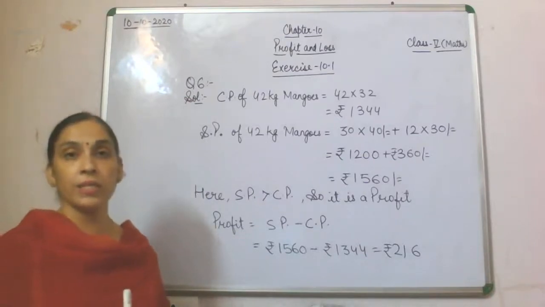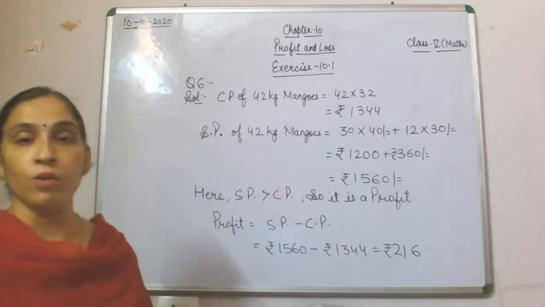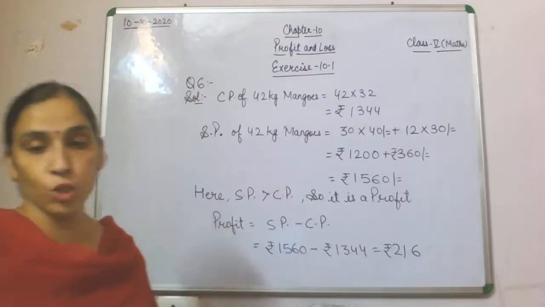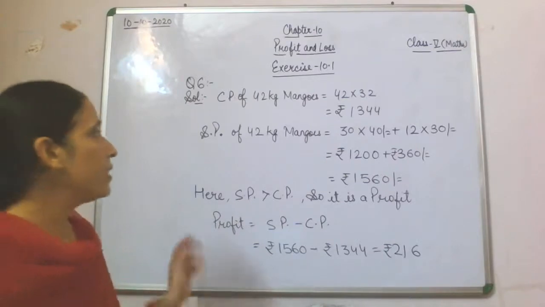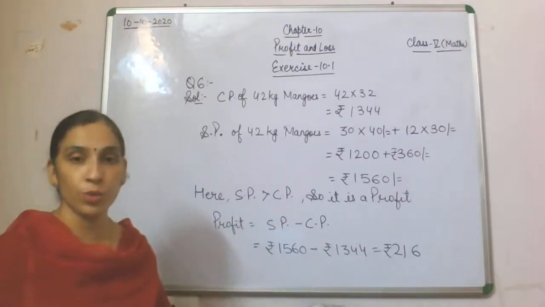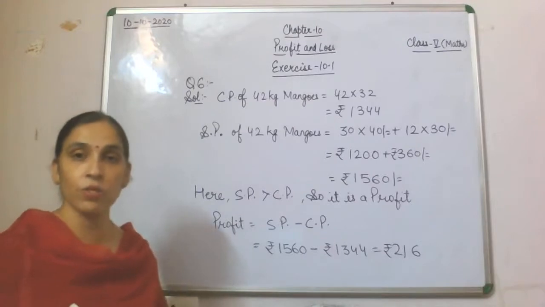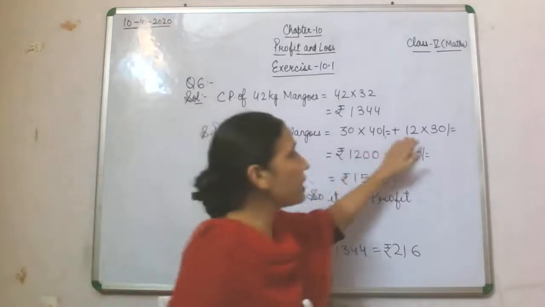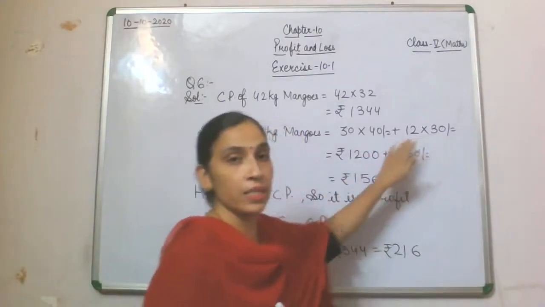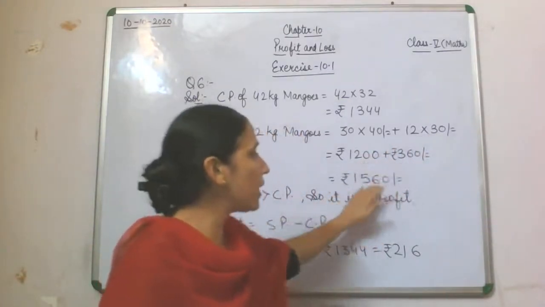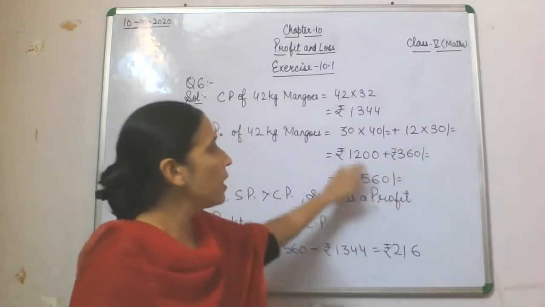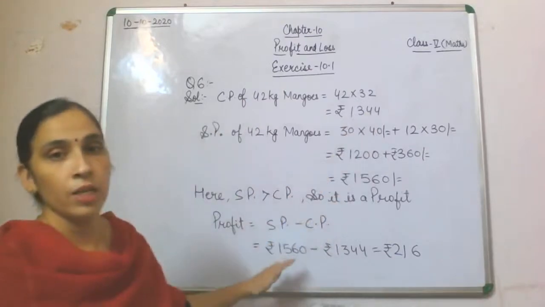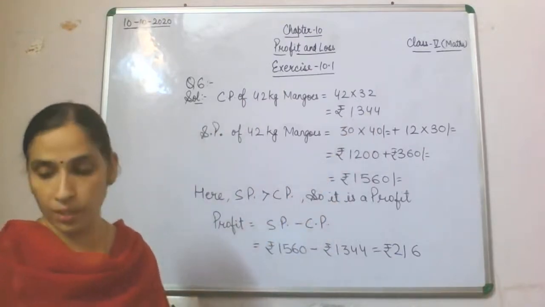So quite interesting question. Cost price of 42 kg mangoes, you will find out, 42 will be multiplied by 32. After that, selling price of 42 kg mangoes, first 30 kg was sold at the price of 40 rupees per kg and the rest 12 kg will be sold at a price of 30 rupees per kg. Do the multiplication and add it, this will become your selling price. Now selling price is more than cost price, so it is a profit. Do the subtraction and you will be getting the profit.